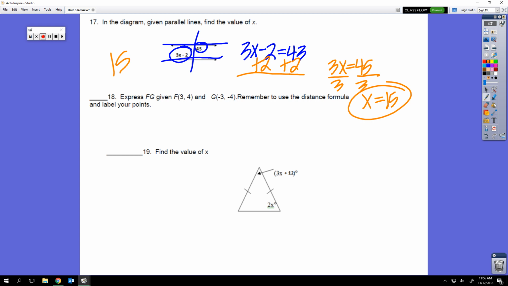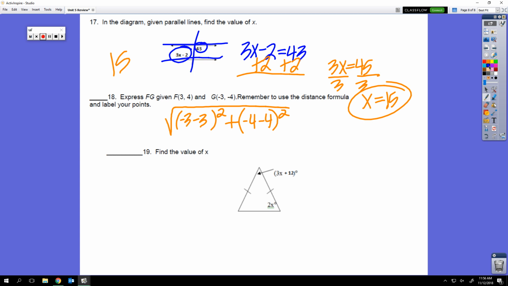Number 18, express FG given F is 3, 4, and G is negative 3, negative 4. Remember to use the distance formula. So distance formula is on your formula chart. Okay, we are going to subtract our x's. So I'm going to do negative 3 minus 3 and square it. Plus, I'm going to subtract my y's. Negative 4 minus 4 and square it.